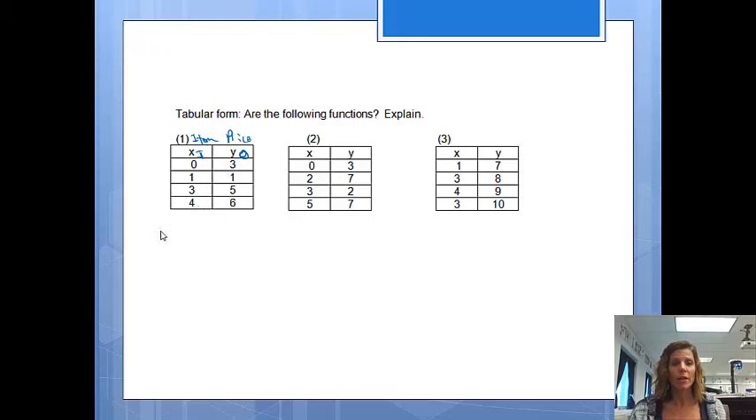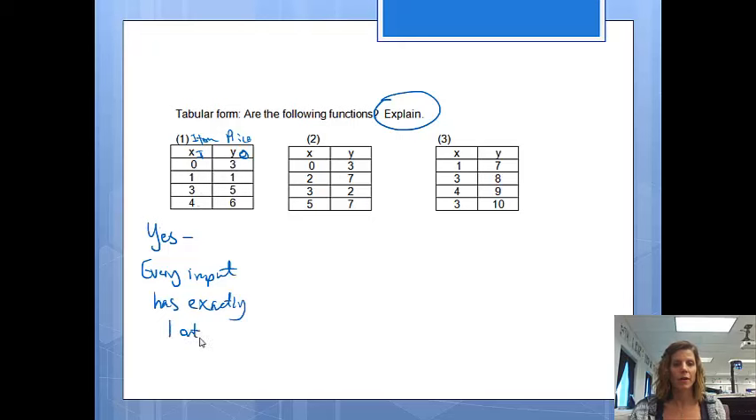So in this one, when it says are the following functions, we're going to say yes, and then we have to explain, so must do. On this one, I would just say every input has exactly one output.